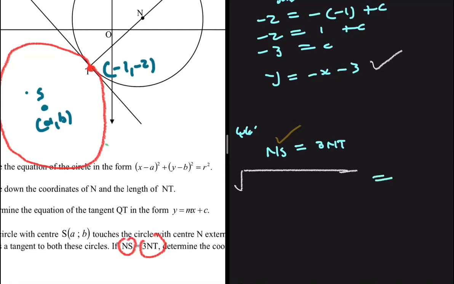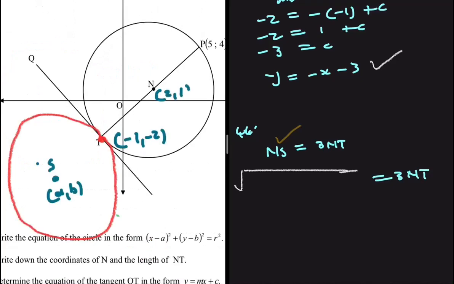So this is equal to 3NT. We have 2 and 1 as the coordinates of N. If we take S as our second point, we're going to have Y2 being equal to B minus Y1, which is equal to 1, the Y value of N, and then plus X2, which is equal to A, minus X1, which is equal to 2, the X value of N.